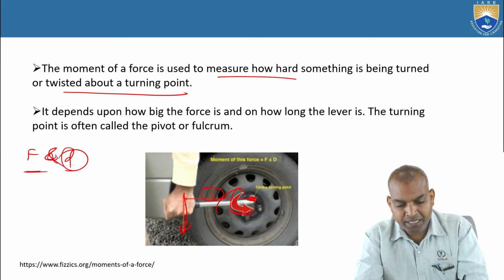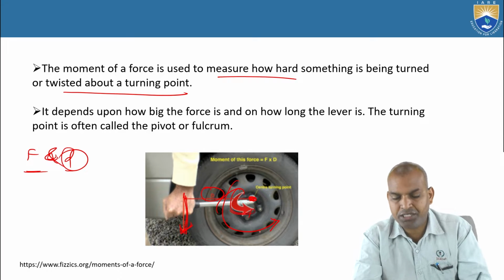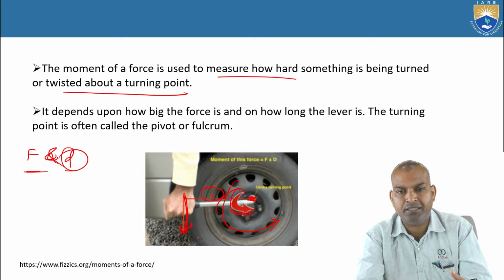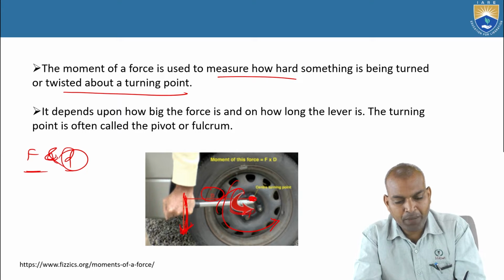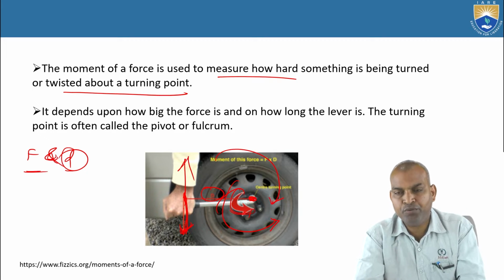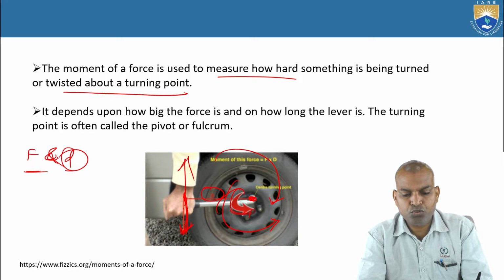Here we are applying the force downwards, so the direction of rotation is counterclockwise; this is the F we are pulling. If you apply the force in the upward direction, then what happens? The turning moment will be in the opposite direction.